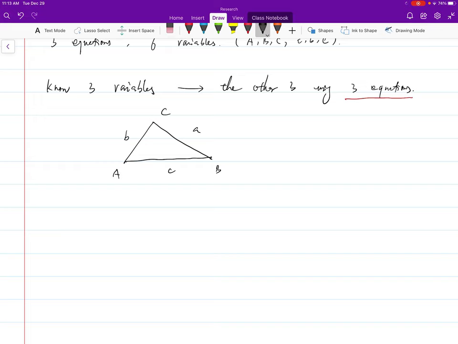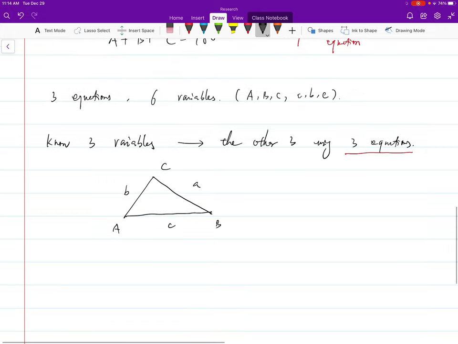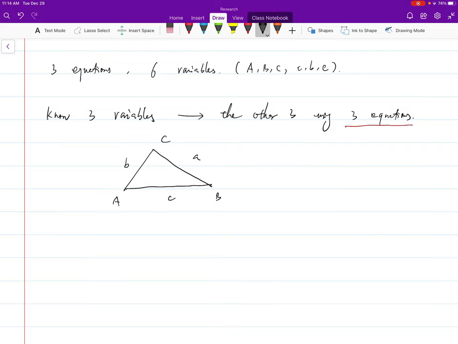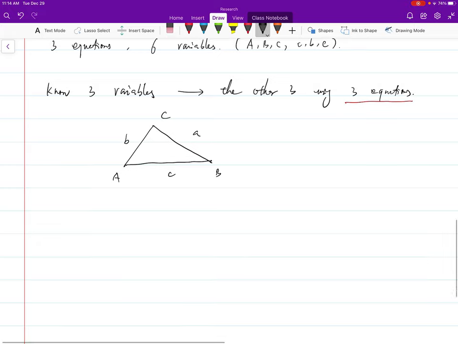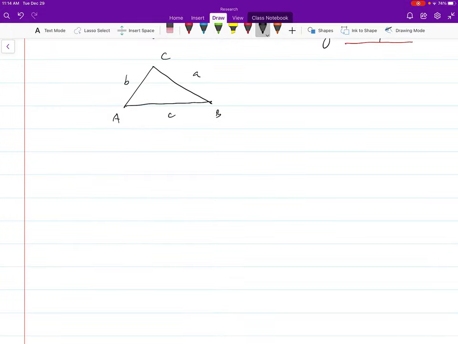That's the key. Okay, so from now on, we will start to solve triangles. We will start to solve triangles by using three pieces of information we know to solve all the other three. Okay, and by what we just discussed here, two pieces of information will not be enough. If you only know two sides, you need one more. Okay, but if you know four pieces of information, you know too much. You don't need that many. Okay, so three equations, three variables.